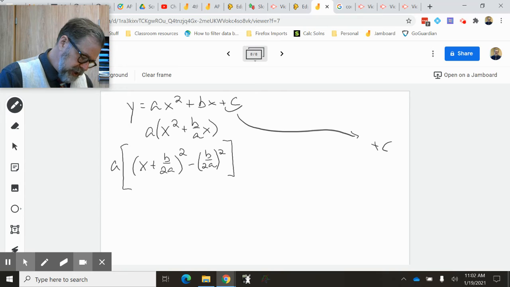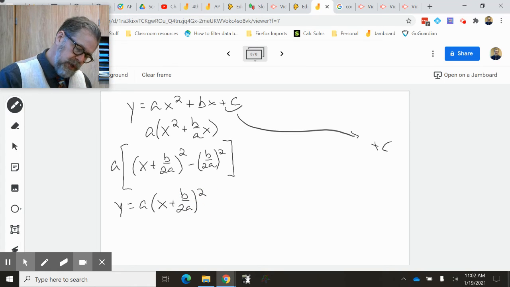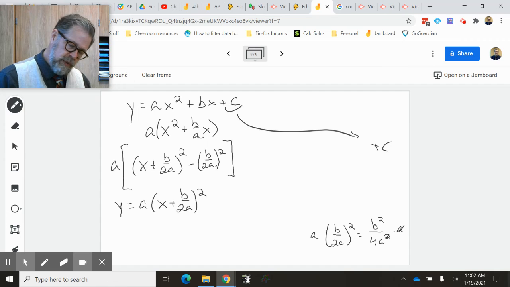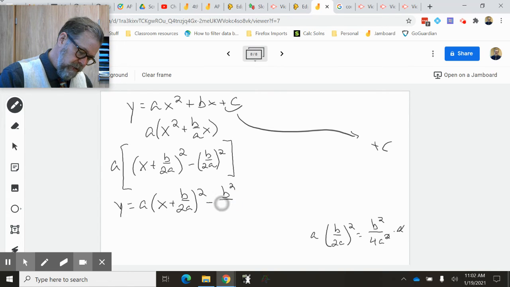So writing this out, I'm going to distribute the a. I've got a times x plus b over 2a all squared. Notice that b over 2a squared is b squared over 4a squared, but then I'm going to multiply this by a, and one of those a's will reduce, and so I'm left with minus b squared over 4a, and then I bring the c back in.